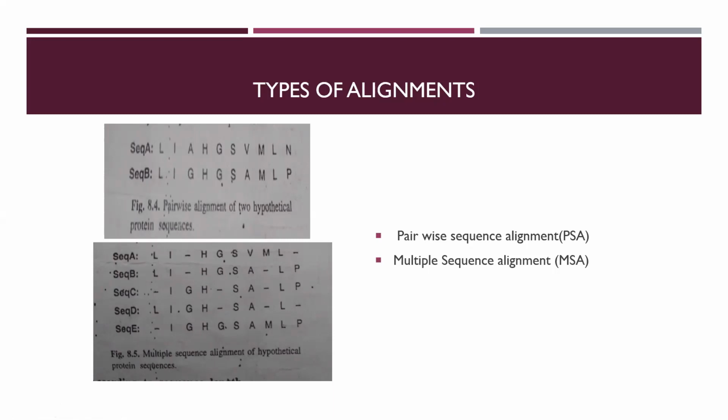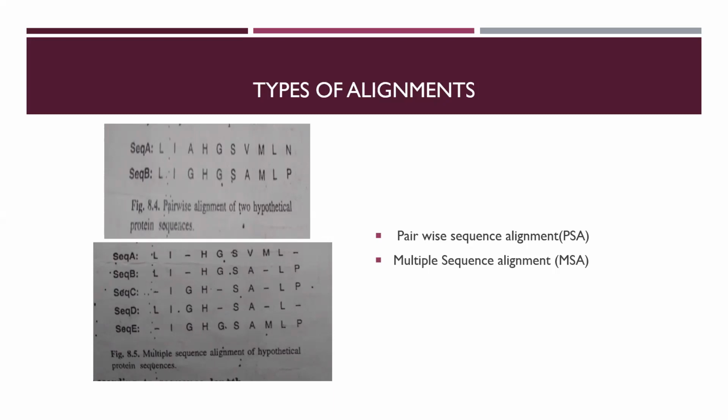If the sequences are protein sequences, we can identify the protein families, and also enzyme active sites can be identified, and also we can analyze functional and evolutionary relatedness of the sequences that are involved in the alignment. So these are the two types of alignments based on the number of sequences involved in the alignment.